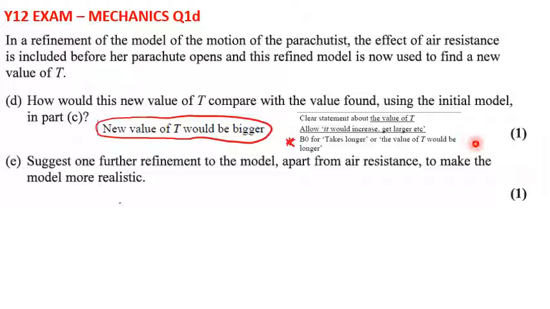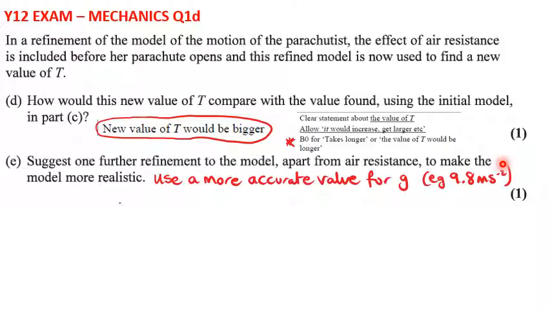All right. Okay, part E, one further refinement to the model, apart from air resistance, to make it more realistic. The main thing that springs to mind is that they'd asked us to use a value of g of 10. So using a more accurate value for g, e.g. 9.8 metres per second squared.